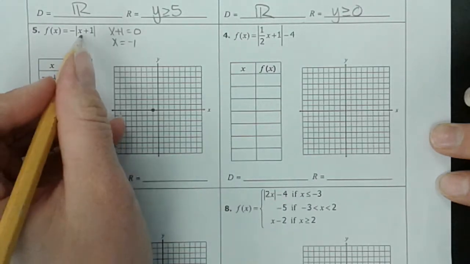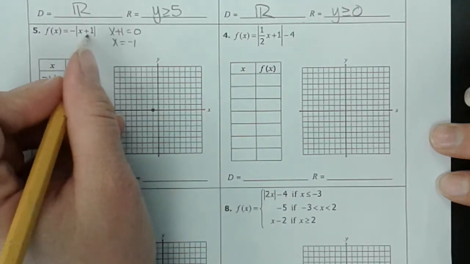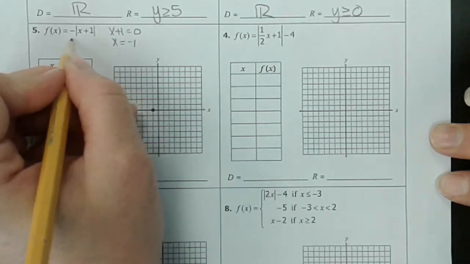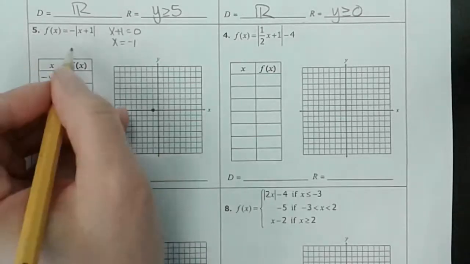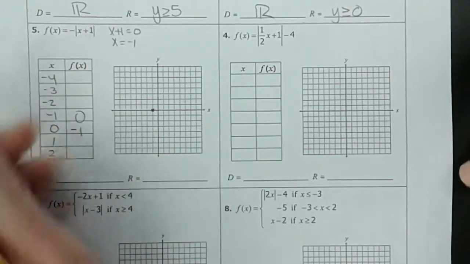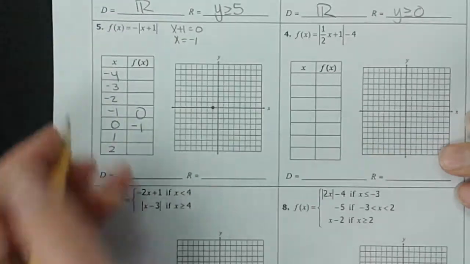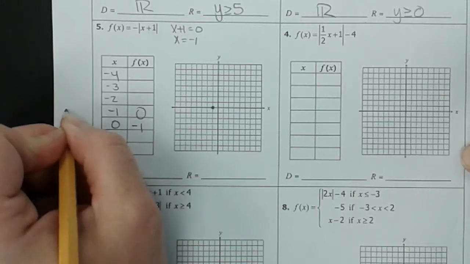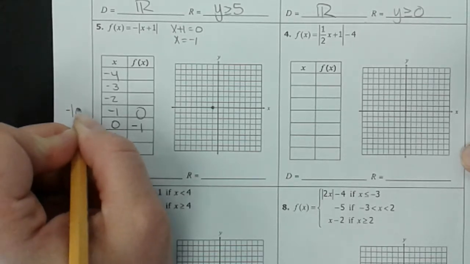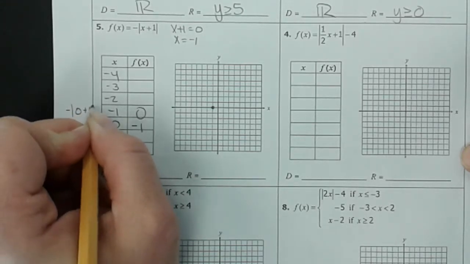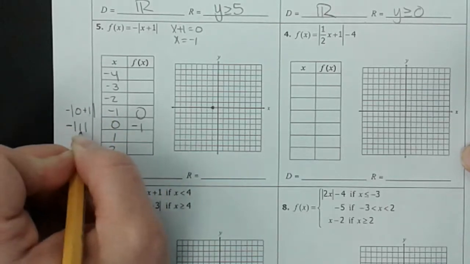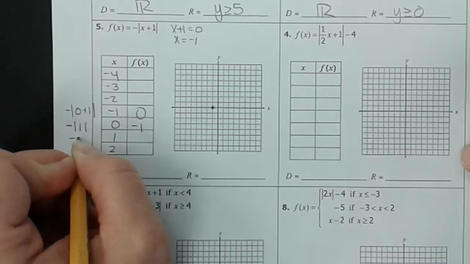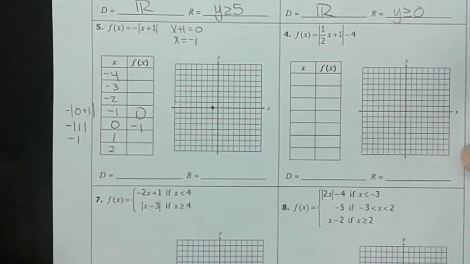So when I plug 0 into here, I get 1. The absolute value of 1 is 1, but then I have this negative, so that actually becomes a -1. Okay, so let's take a look at that. When I plug in negative absolute value of 0 plus 1, that's absolute value of 1, which is 1, and then I have negative times that, which is -1.